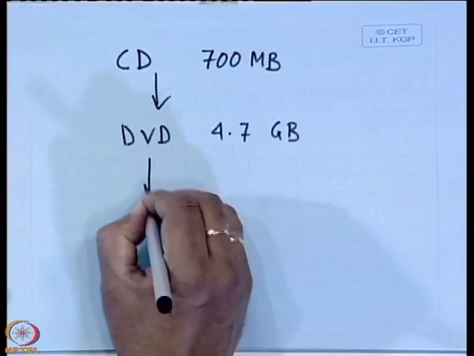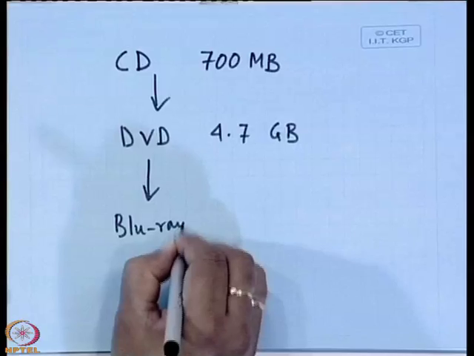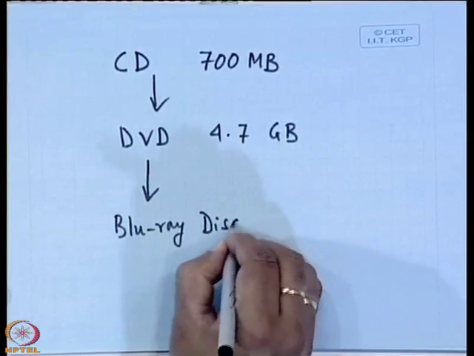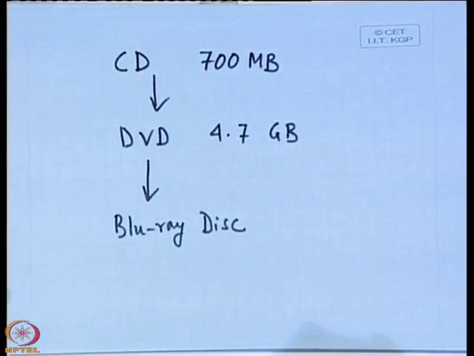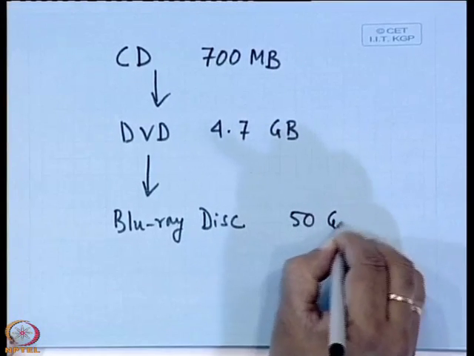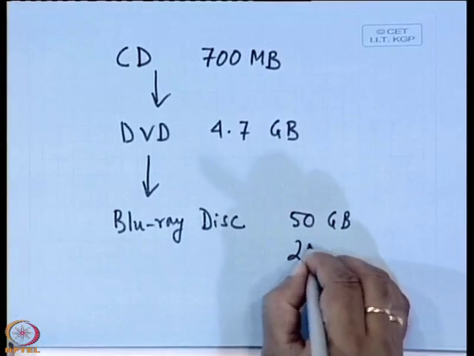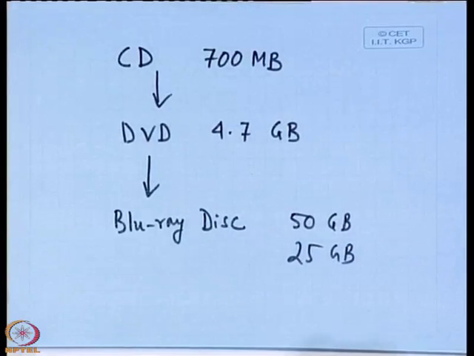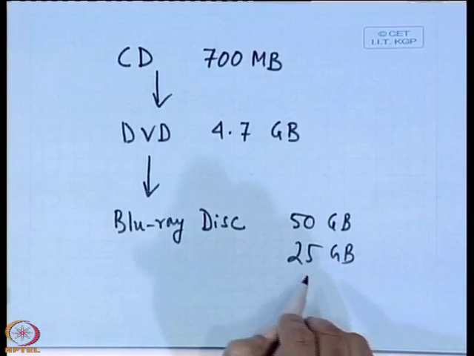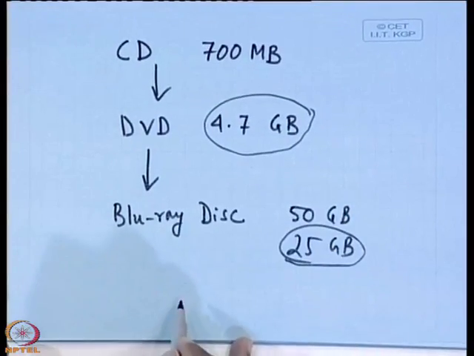Then the present generation storage disk is the Blu-ray disk. The capacity is 50 GB, obviously for a double layer, or 25 GB for a single layer, right. Now, this 25 GB for single layer and 4.7 GB for a DVD. So, it is almost 5 to 6 times higher in capacity.